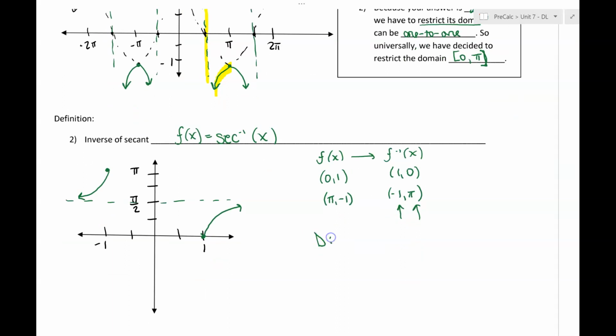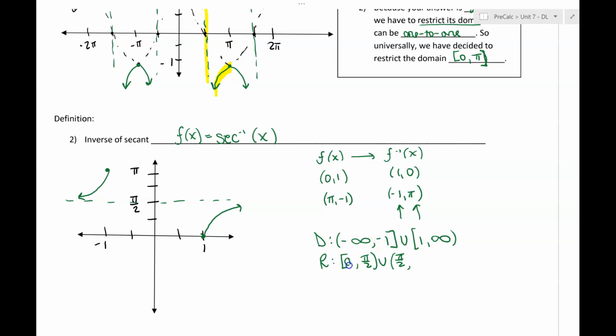Okay, domain. Domain goes from negative infinity to -1, inclusive, union, inclusive 1 to infinity. Inclusive, reminder, just means that it's the brackets because it's a closed point. The range is going to go from 1 to pi over 2 because that's where the asymptote is. And then it's going to go up.